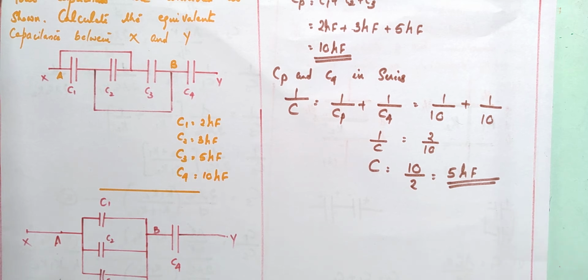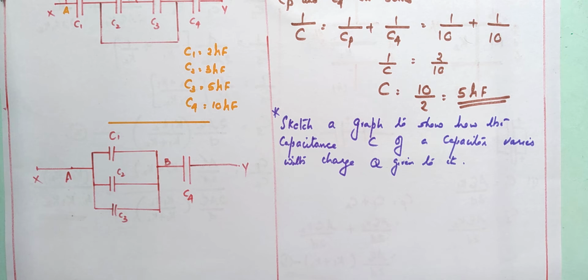Clear? Now, next question. Sketch a graph to show how the capacitance C of a capacitor varies with the charge Q given to it. So, we have to draw a graph showing the variation of capacitance with charge. What is the relation between capacitance and charge? We have the relation C equals Q by V. But does the capacitance depend on charge?